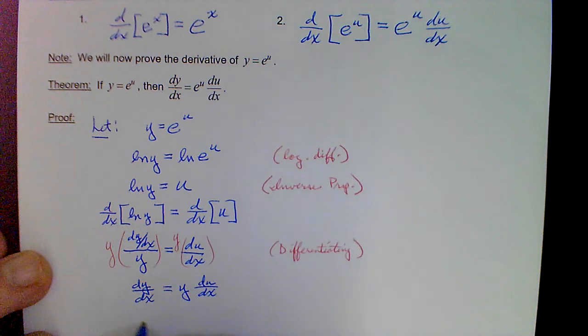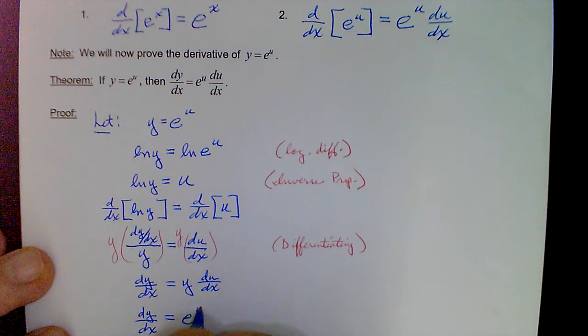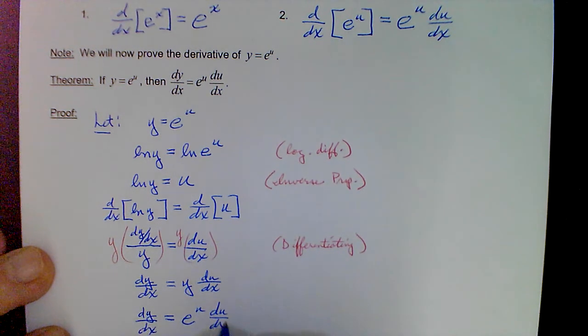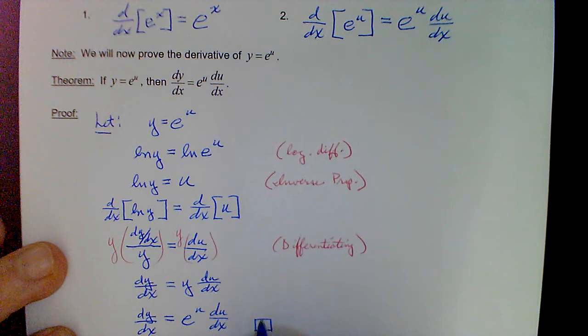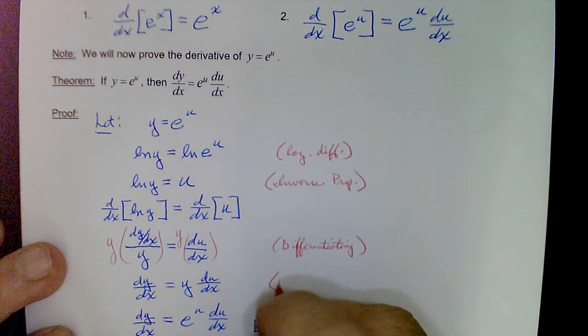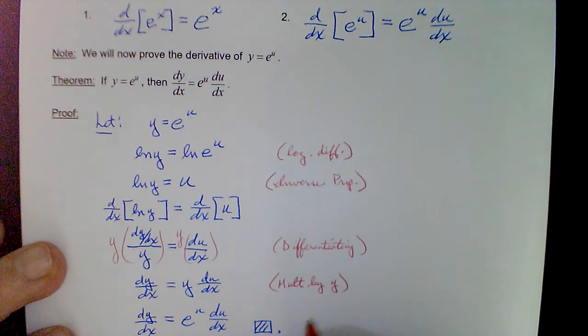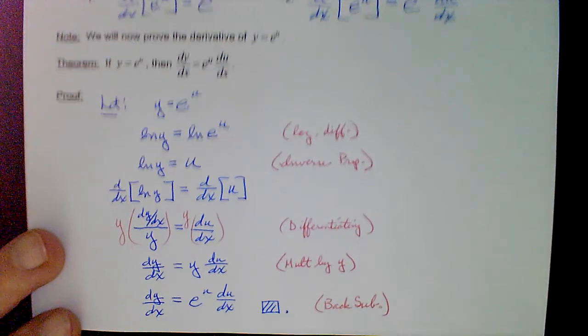And then finally, you just back substitute. y originally was e to the u. So dy dx is e to the u, du dx, and that ends the proof. Okay, so this step was just multiply by y, and this step was back substitute. If you like a little bit of guidance there.